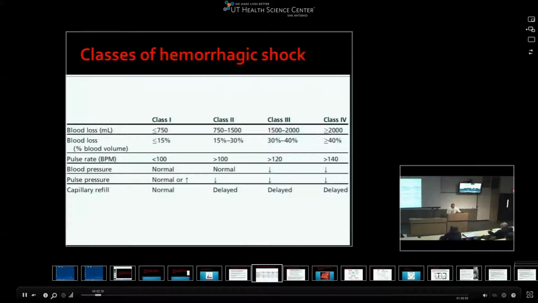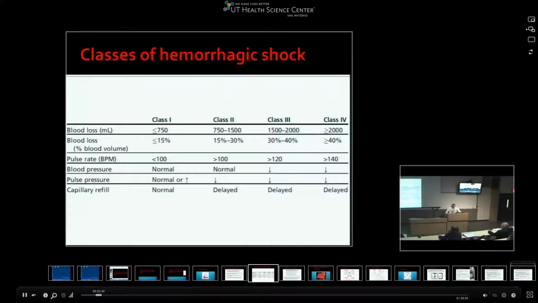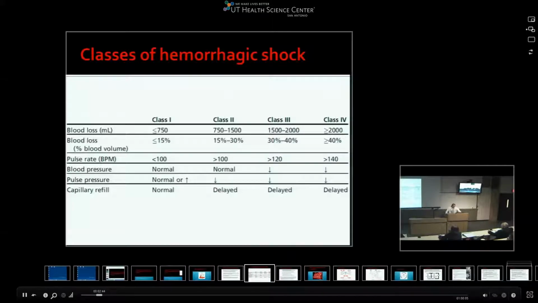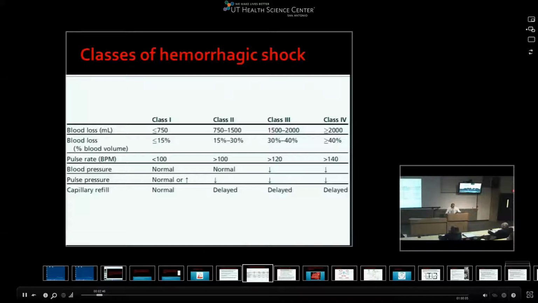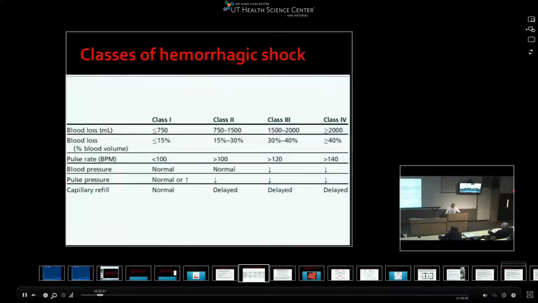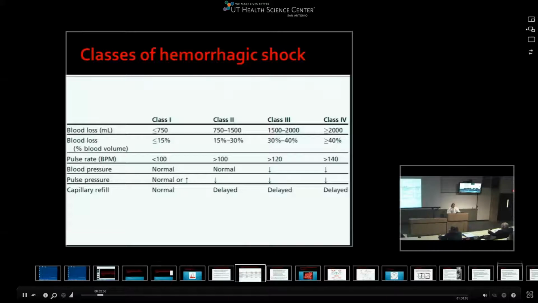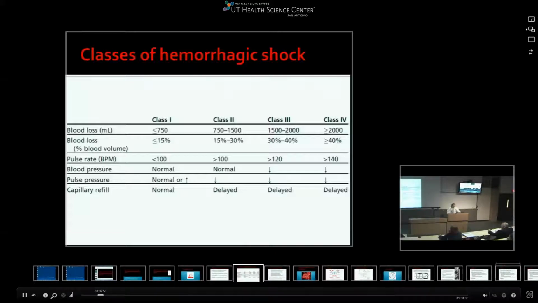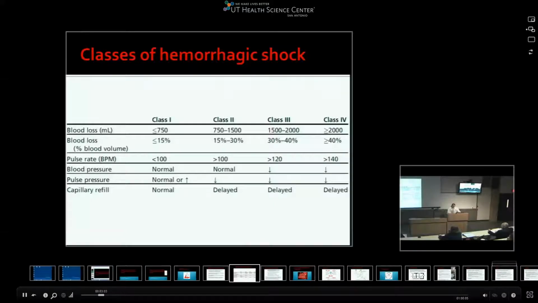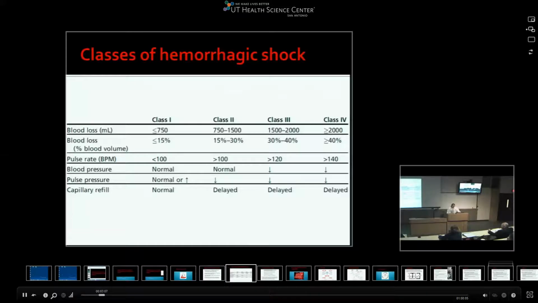This is just a brief overview of the different classes of hemorrhagic shock that we're all familiar with. Class 1 with minimal blood loss, less than 15% of the body volume, with not really any physiologic changes. Then Class 2 with 15 to 30% of blood loss. Early changes are seen with decrease in pulse pressure and tachycardia. Then in Class 3, where 30 to 40% of blood loss occurs, we see major changes in heart rate, blood pressure, and pulse pressure, and then significant shock. It's Class 4 where more than 40% of blood volume is lost.